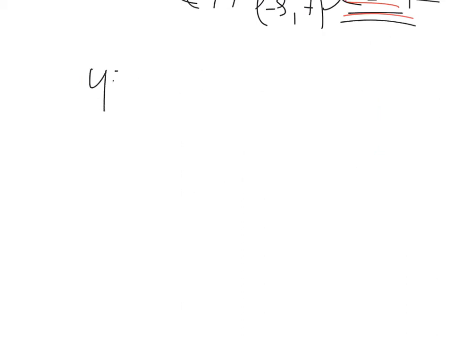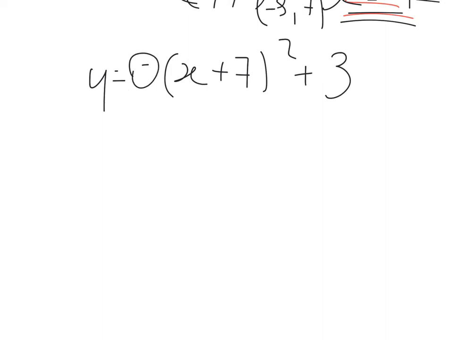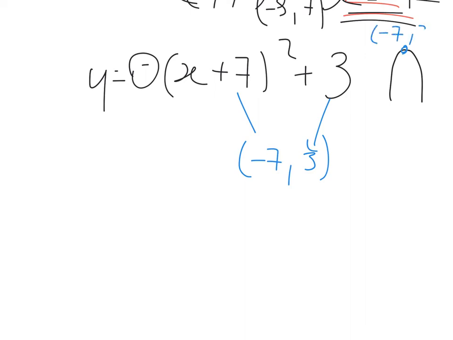Okay, next one, y equals minus (x plus 7) all squared plus 3. Now crucially, if we expand this one out, there's a minus at the front, that will give me a minus x squared. So it's an inverted parabola. The turning point: change the sign of that, don't change the sign of that, (-7, 3). The axis of symmetry is this vertical line, x equals -7.